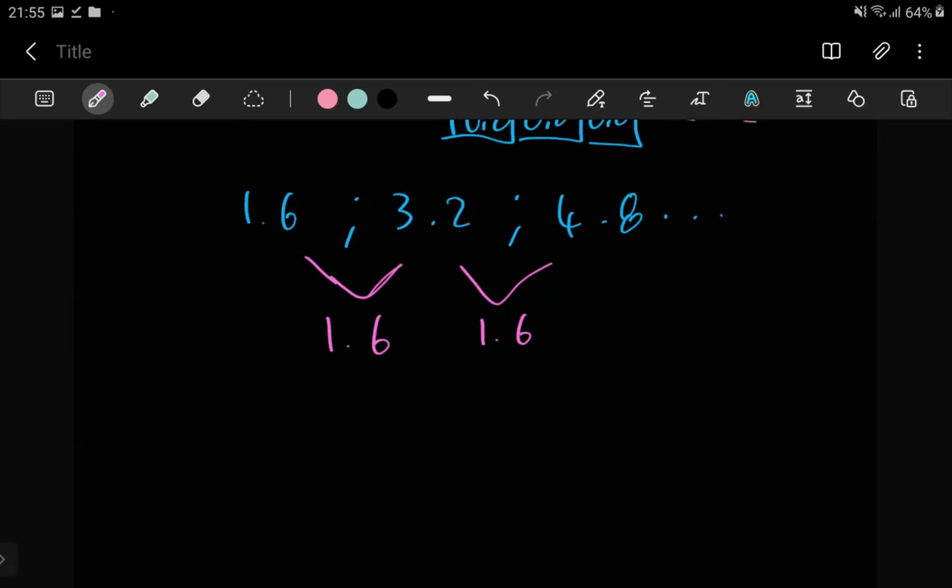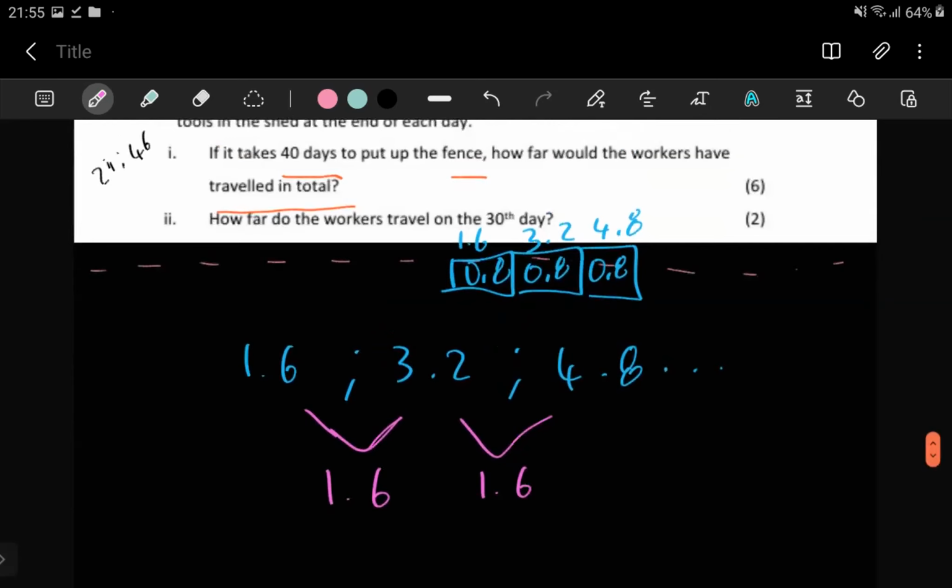Wait, you got 3.2? I got 1.6, then the next one 4.8, and then the next one 11.2. Okay, wait, hold on. So we said on the first day, right? They put up 0.8 of fence.